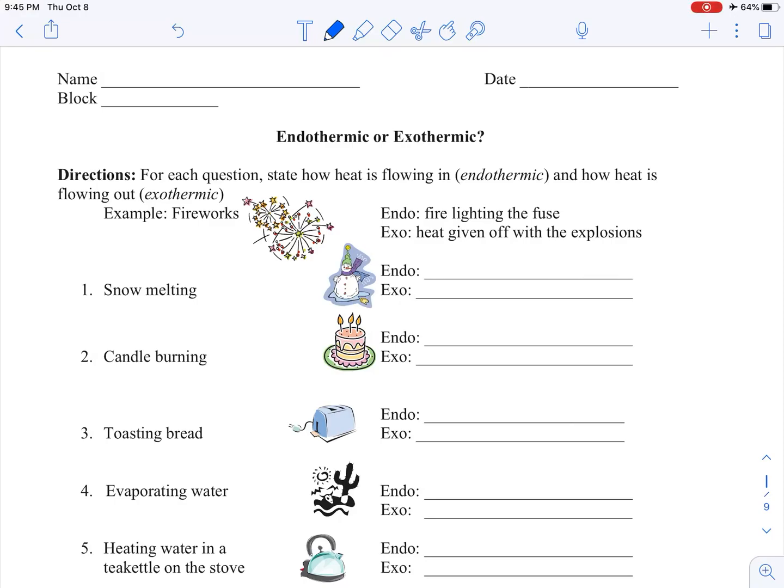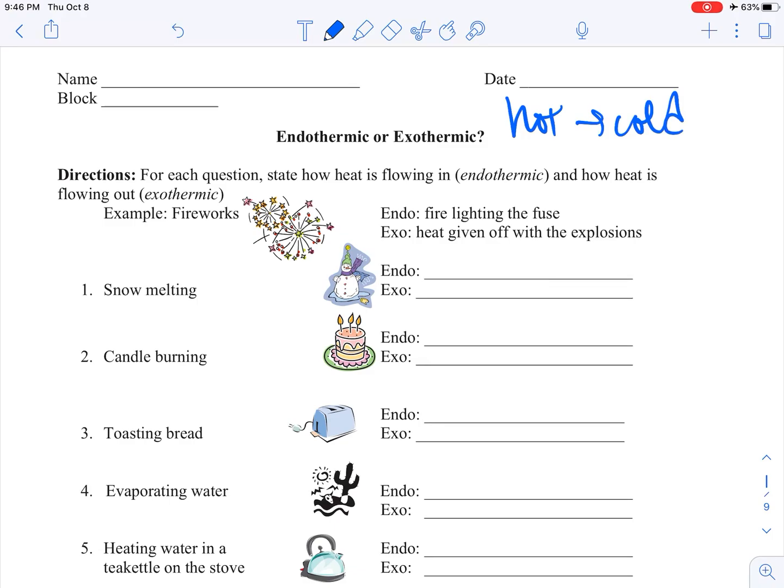Welcome. This worksheet is called endothermic or exothermic. So the directions. For each question, state how heat is flowing in, which is endothermic, and how heat is flowing out. There are many different examples, and what I have, you might not have, and that doesn't necessarily mean it's wrong. So really, you just need to know that heat is always flowing from hot to cold every time.